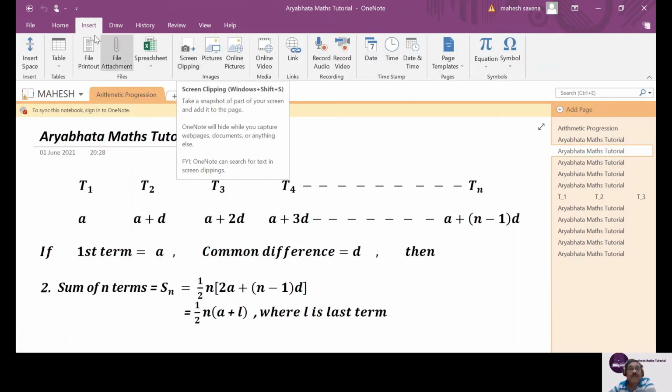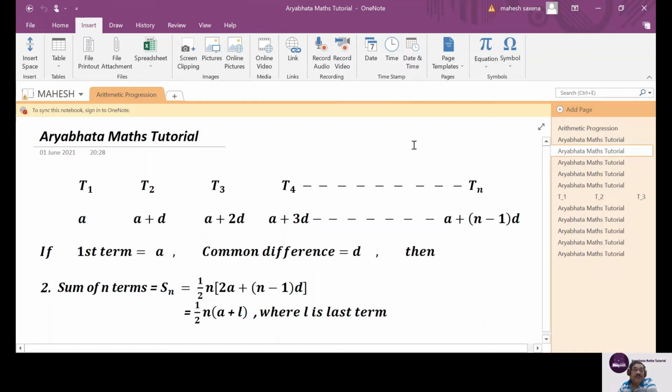Now we come to the sum of the terms. Suppose T1, T2, T3, T4 and so on are the terms such that the first term is a, the second term is a plus d, the third term is a plus 2d and so on. In this case, the first term is a and the common difference is d. The sum of n terms is given by the formula n upon 2 times (2a plus (n minus 1)d). It is the first formula.